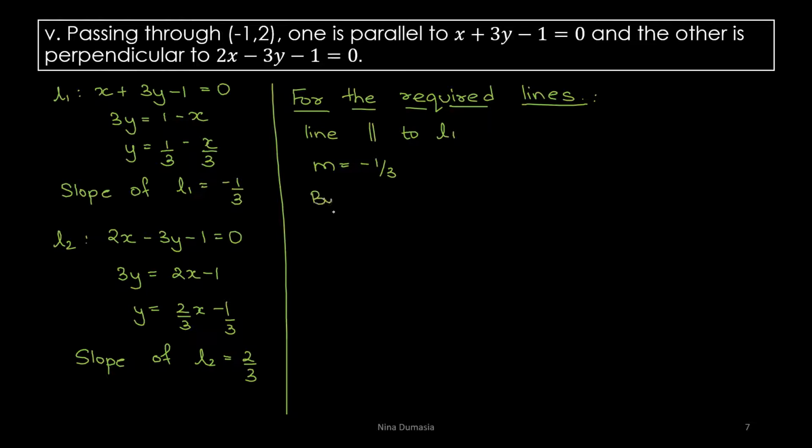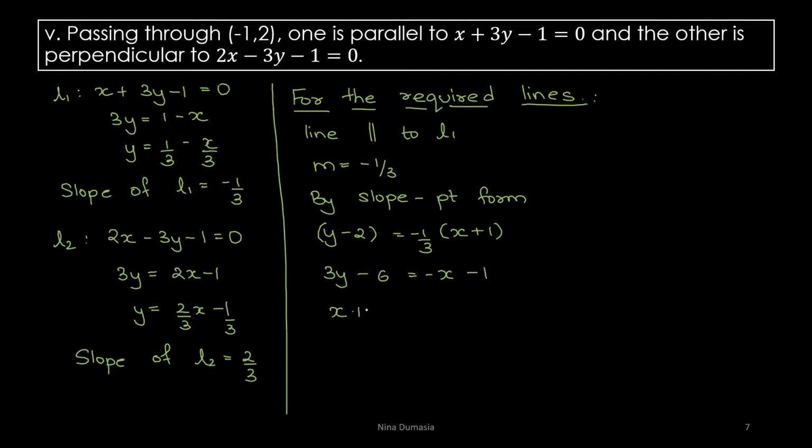Again by slope point form we get y minus 2 is equal to minus 1 by 3 times x minus minus 1, that is x plus 1. So this is 3y minus 6 is equal to minus x minus 1. We take everything to the left hand side, so we get x plus 3y minus 5 is equal to 0. This I call as equation 1.